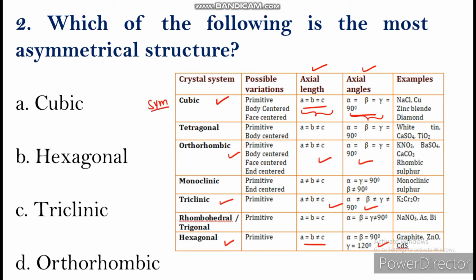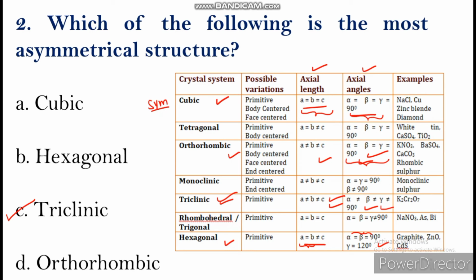Now here you see one more, orthorhombic. Here you can see the angles are equal, and at least two sides are equal. But in the case of triclinic, none of the edges are equal and none of the angles are equal. This means the triclinic is the most asymmetrical structure. So the option is Option C, triclinic.